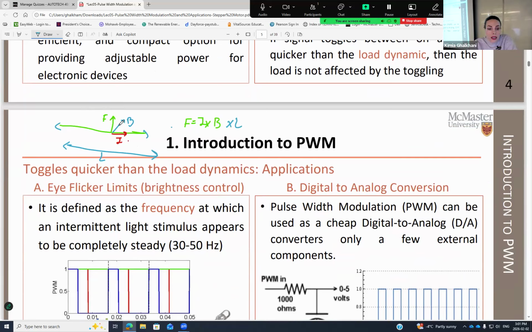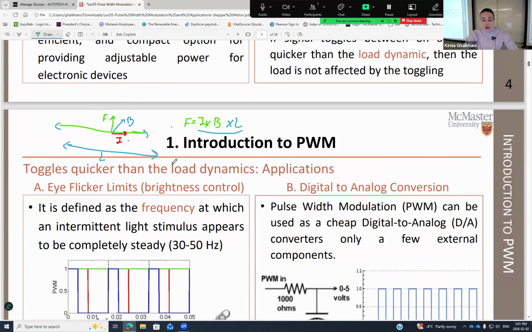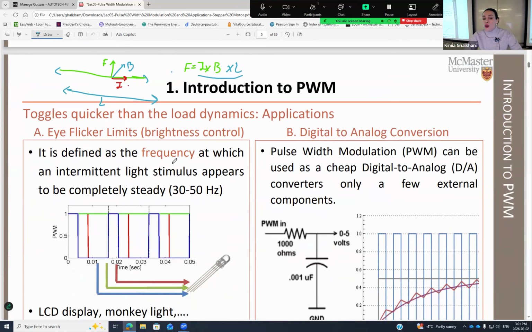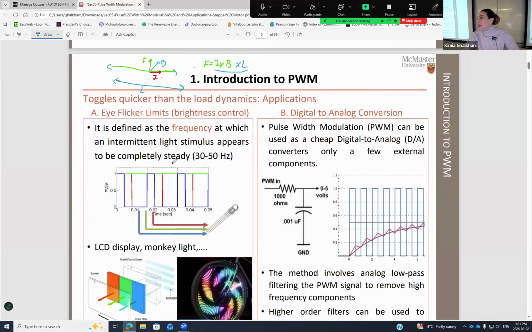Then force is the product of current, magnetic field, and the length of that certain wire. You can remember this from other courses or not? Not, yeah? So it's good that I reminded.